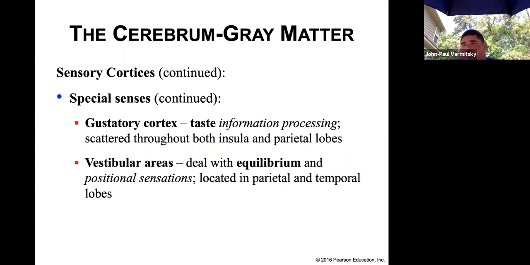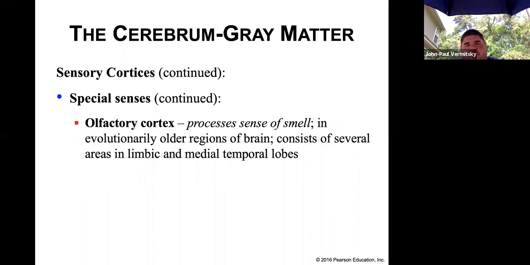The gustatory cortex would be the area that's involved in taste. Your vestibular areas, this will deal with equilibrium and positional sensations, meaning where are you in space? Your brain knows, are you sitting upright, are you laying down? It always has a sensation of where your body is in space. Olfactory cortex, this is responsible for the sense of smell.